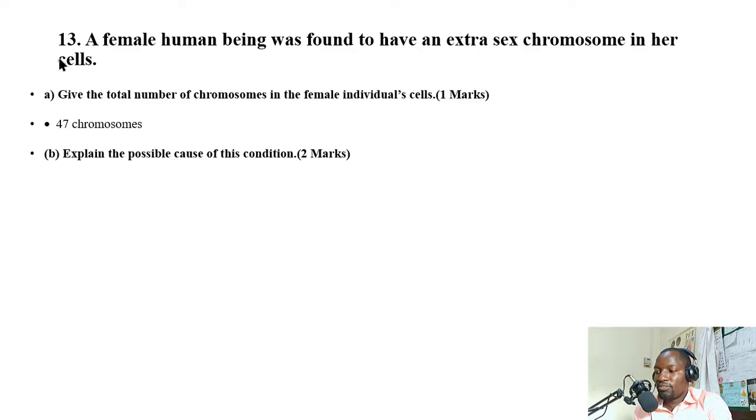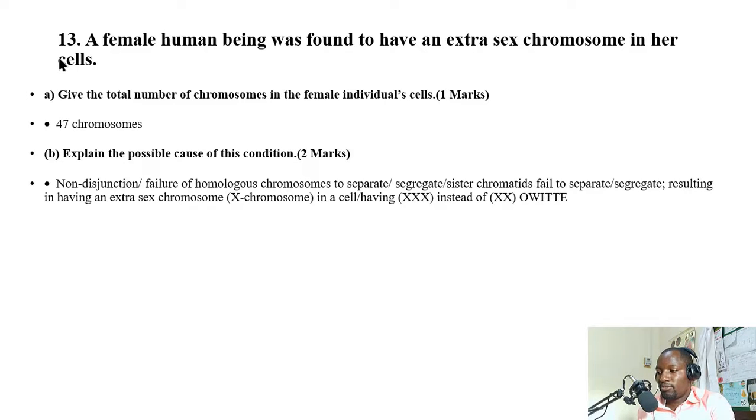Explain the possible cause of this condition. The causes could be many, but non-disjunction is a major one, or what we call the failure of homologous chromosomes to separate, segregate. Sister chromatids fail to separate, resulting in having an extra sex chromosome, an X chromosome, in a cell. Therefore, the person will have XXX instead of XX. We can also accept any other words to that effect, as long as it brings out the explanation about non-disjunction and failure of homologous chromosomes to separate. We have no issue with that.